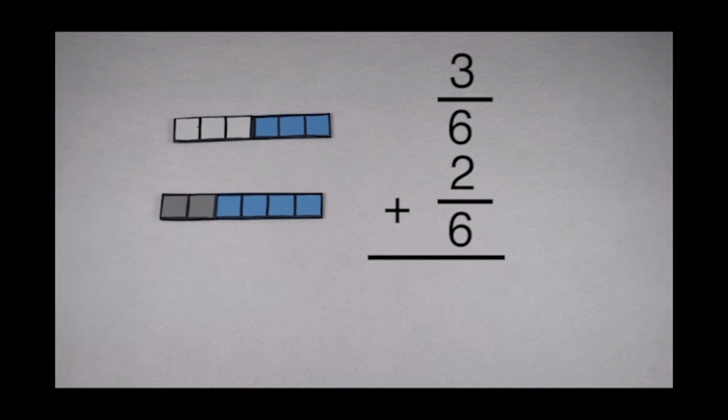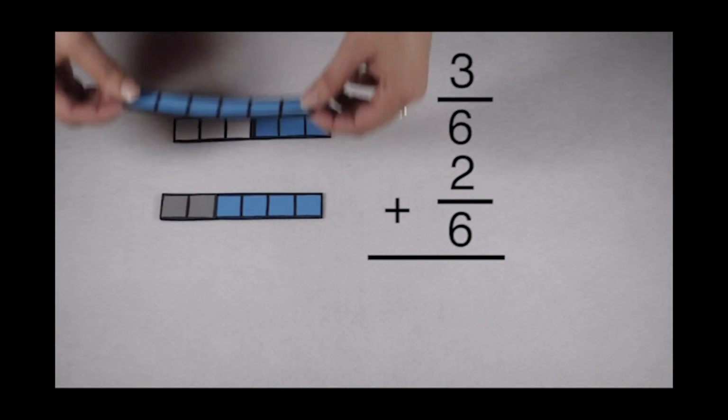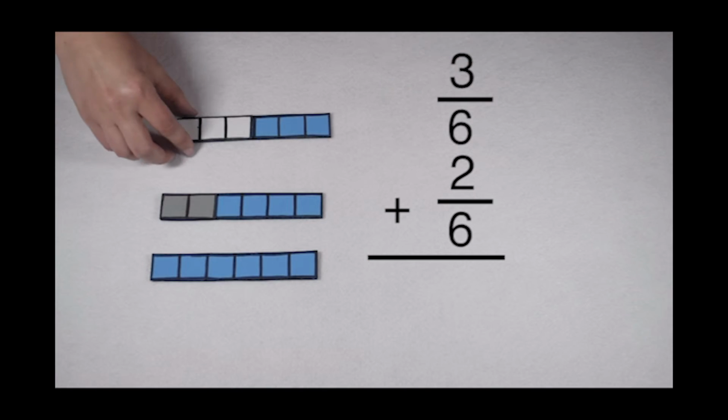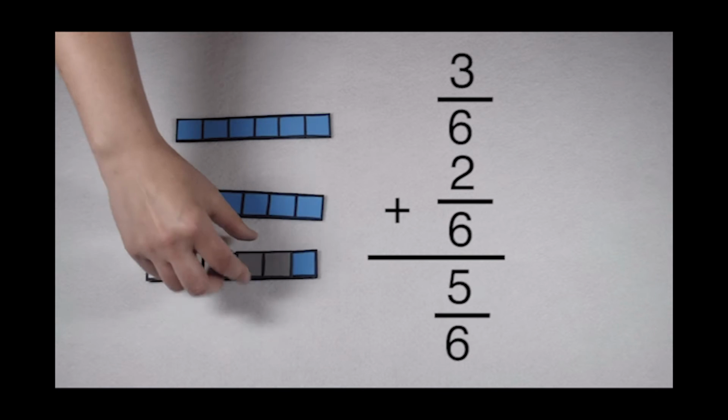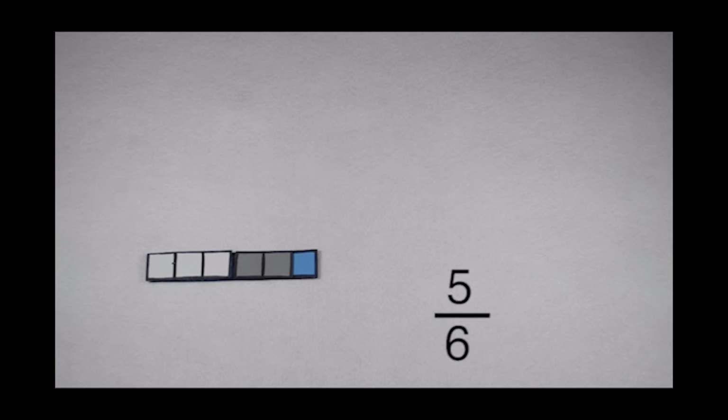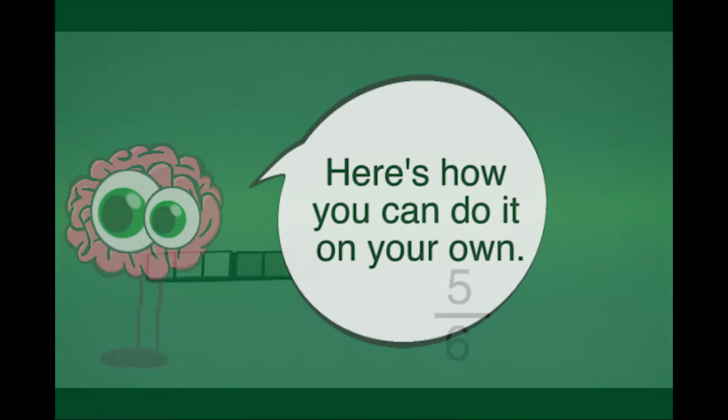Now that we have our common denominator, we can go ahead and add our numerators together. We know in our solution our denominator will be 6, and then 3 plus 2 gives us a total of 5, for a sum of 5/6.